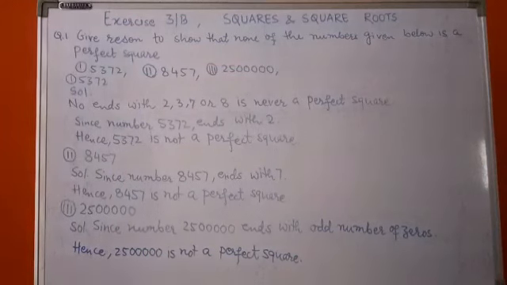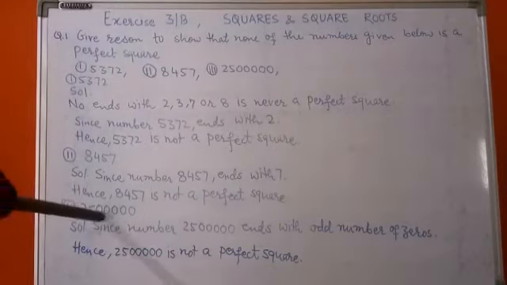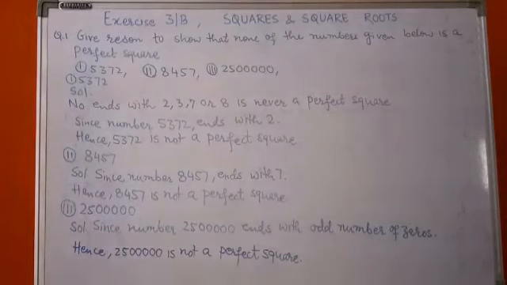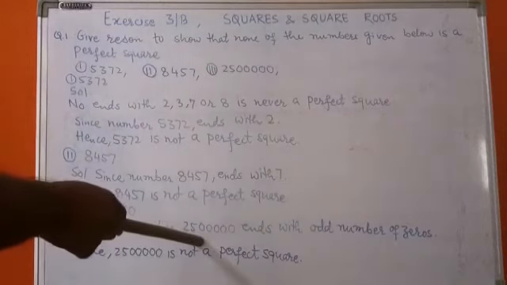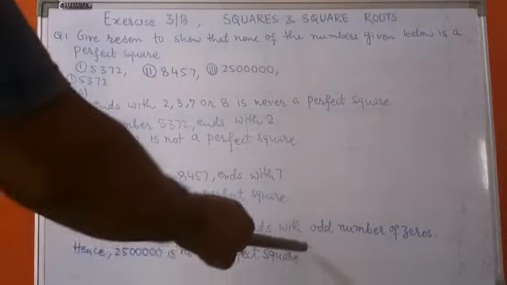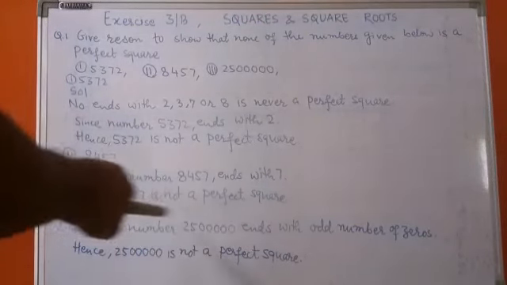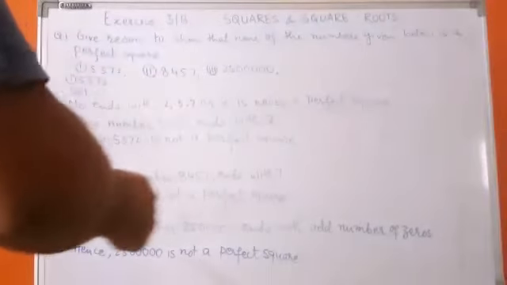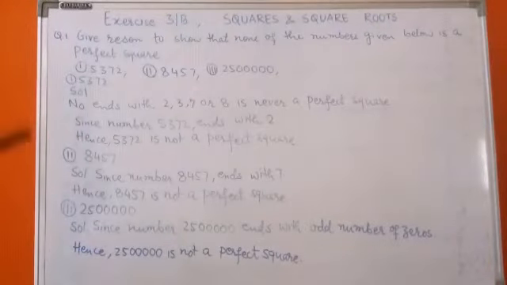In the 3rd question, after 25, there are 5 zeros. Since the number of zeros is odd, that means 5 zeros, as per the property, a number ending with an odd number of zeros is never a perfect square. So we can give the reason through these properties only in this exercise, and we can understand why these numbers are not perfect squares.